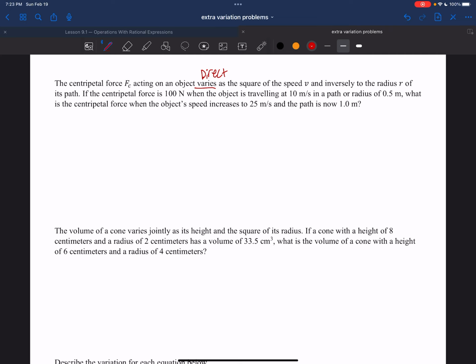Because see, it says inversely here. So the centripetal force Fc varies directly. So we're doing k times the square of the speed v. So this is v squared. And inversely, so that means we're going to divide it by the radius r. And it's not r squared, it just says r.